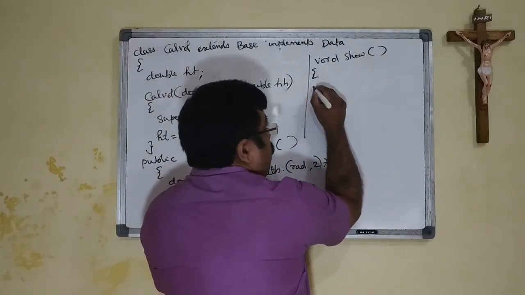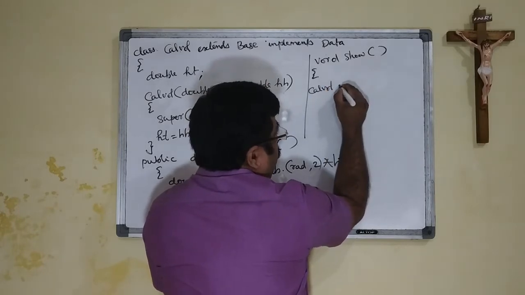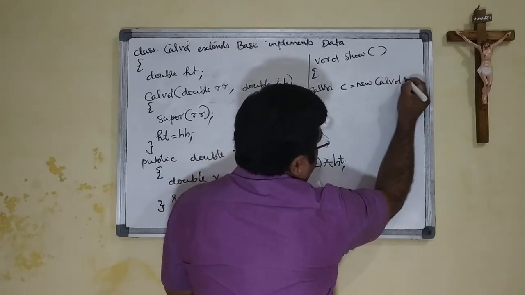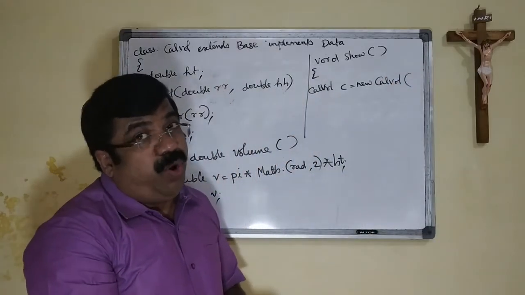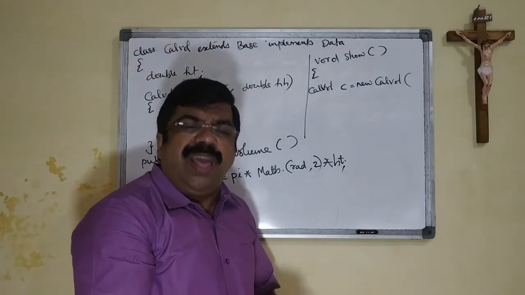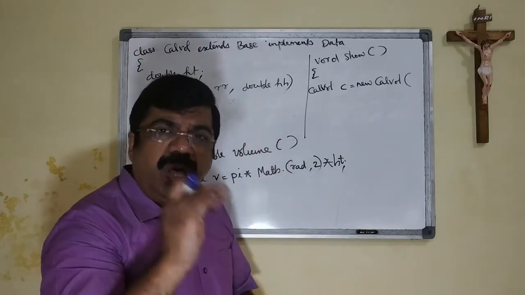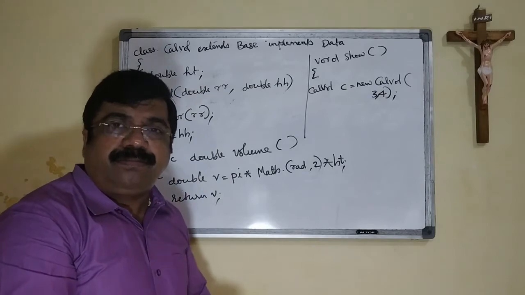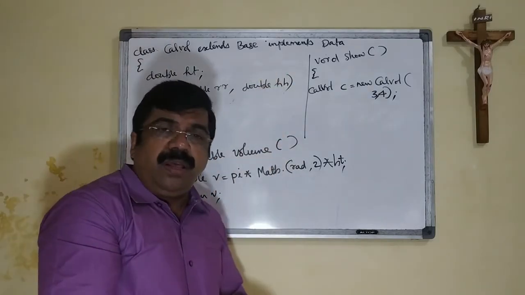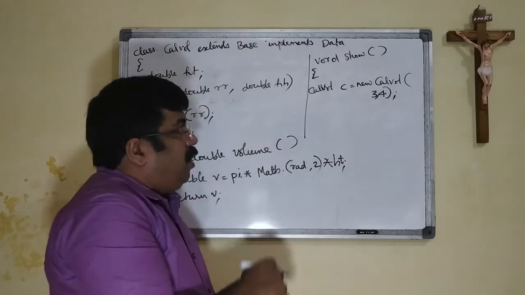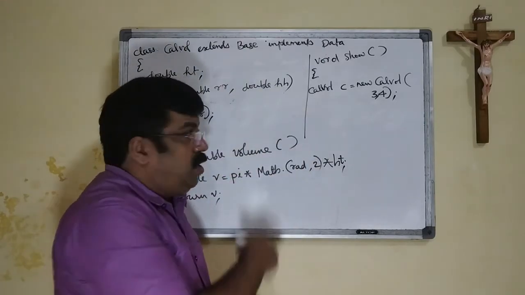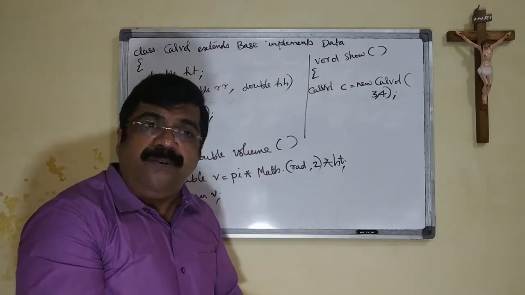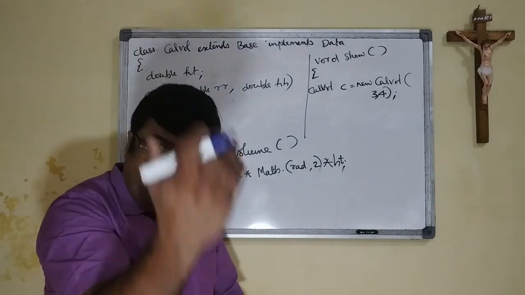So we give CalVol C is equal to new CalVol with the variables that are required for the constructor. We are giving 3 and 4. 3 is the radius and 4 is the height. 3 comma 4 semicolon. So we are creating the object with the class name CalVol. C is the object name, new CalVol 3 comma 4. Okay, that is for creating the object.